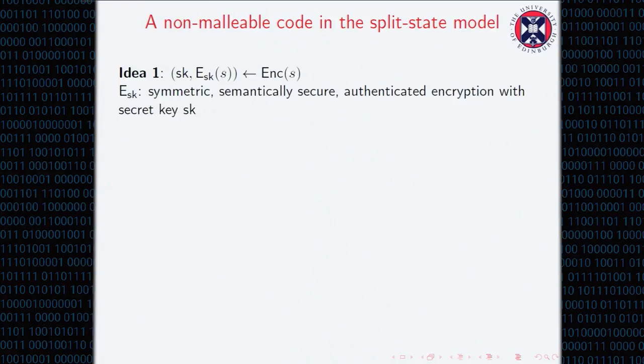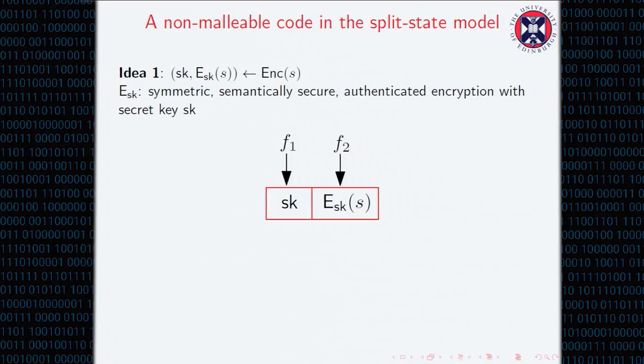So here's our code, basically. Actually, this is not our code. This is a simple construction that we can use to build our code together. So let's say our encoding scheme first encrypts the message S under secret key SK, and puts the ciphertext on the right and the secret key on the left.